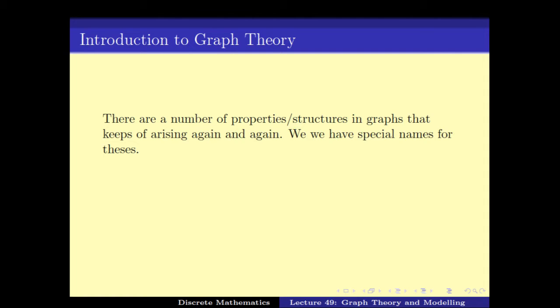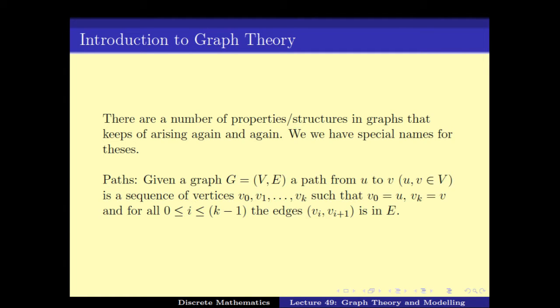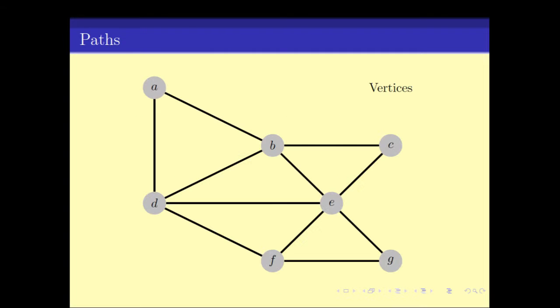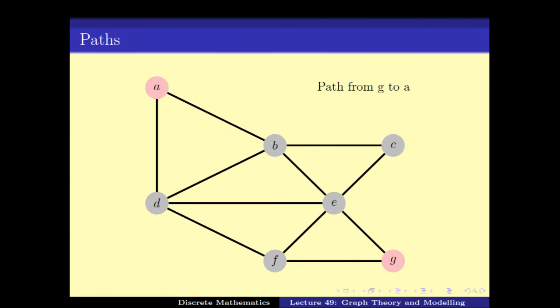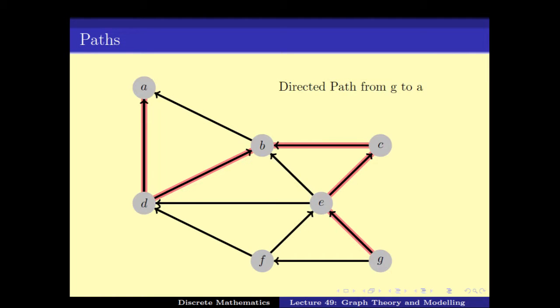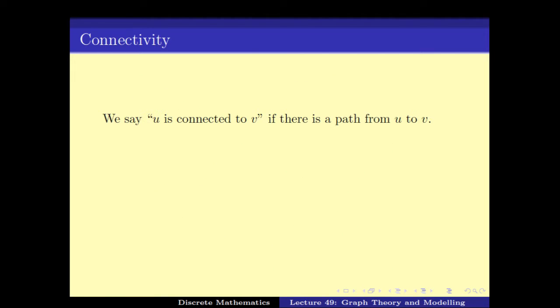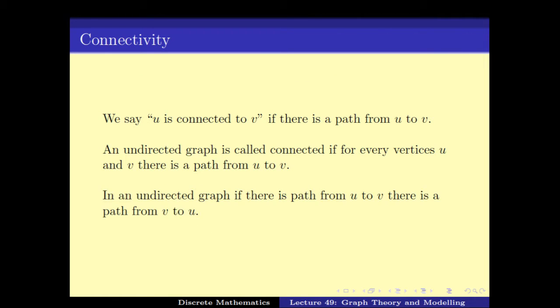Now there are quite a number of properties that keep on arising again and again, and we have special names for these. So we have the definition of paths, which basically, if you look at a path from G to A, it's a set of edges. There can be various paths from G to A. Paths can be directed or undirected. And we have a notion of connectivity that we looked at.